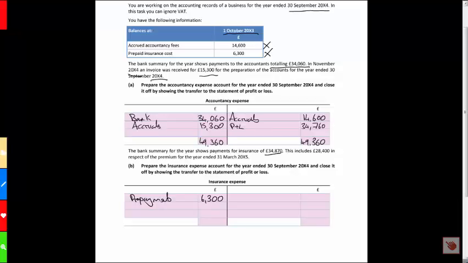Again, we're told that we paid £34,870 out of the bank account. Simple again, credit the bank, debit the insurance account, £34,870. We're also told that within that amount, it includes a figure of £28,400 in respect to the premium for the year ended 31st of March 2000X3. So that's the year ended 31st of March 2000X3.